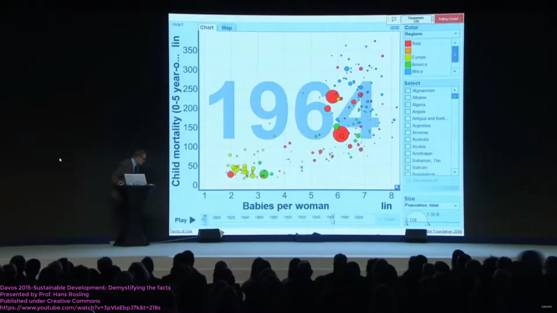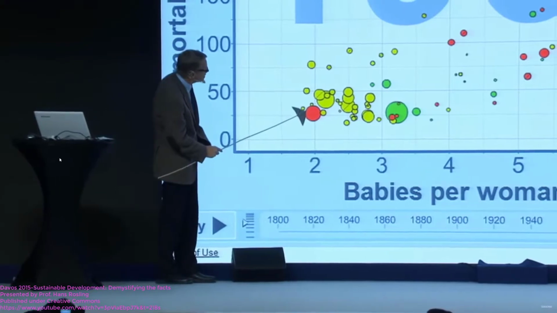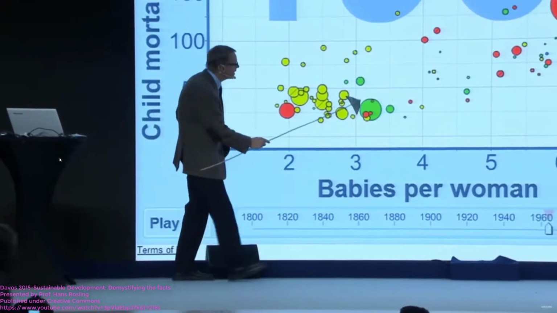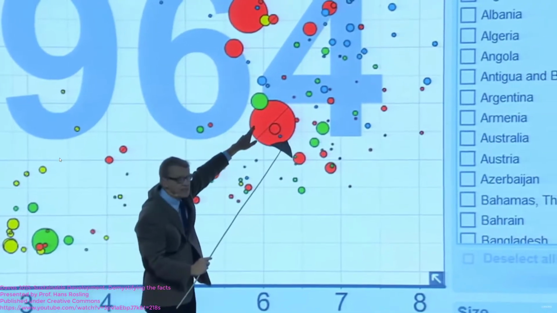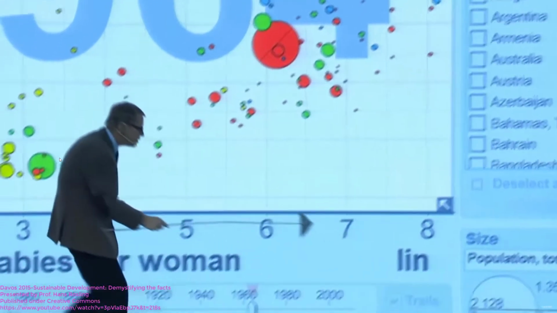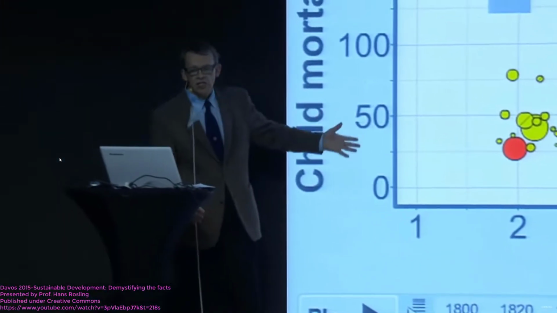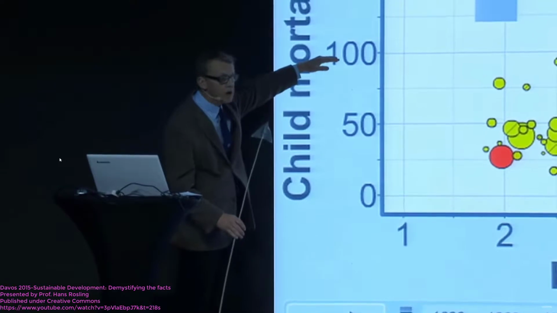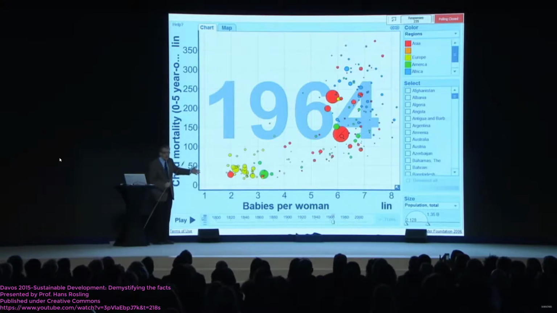I take my beloved bubble chart here. And what does it show? Each bubble is a country. The color here is where it's situated. Red Asia, yellow Europe, green America, and blue Africa. Size is population. This is China. Here, number of children per woman. And here on this axis, tragic child mortality. 100 per thousand dying, 200 per thousand dying, 300, and I start in 1964. That is about 50 years ago, the year I started college.